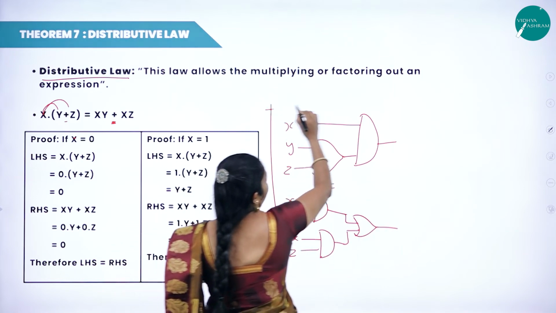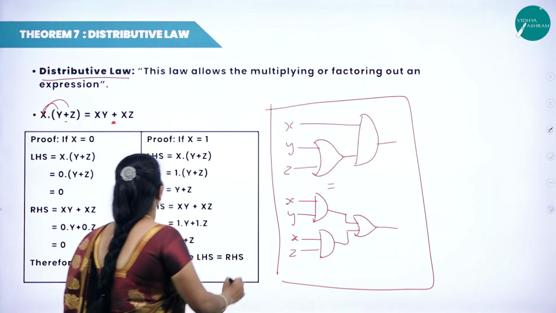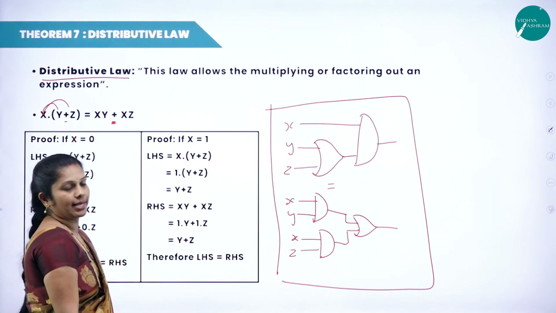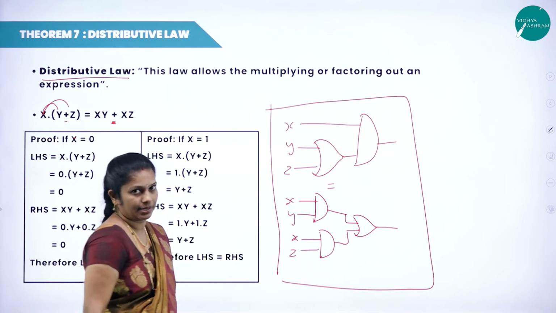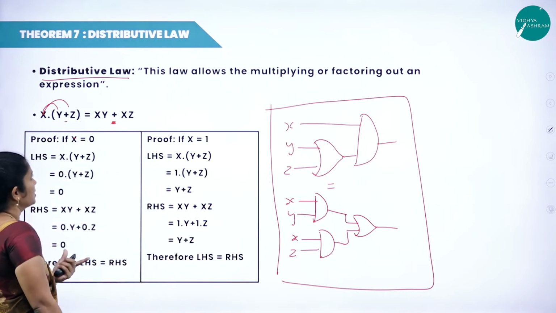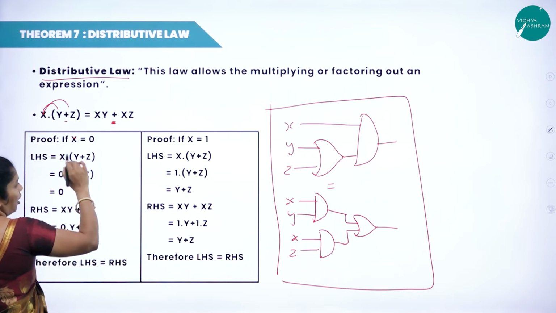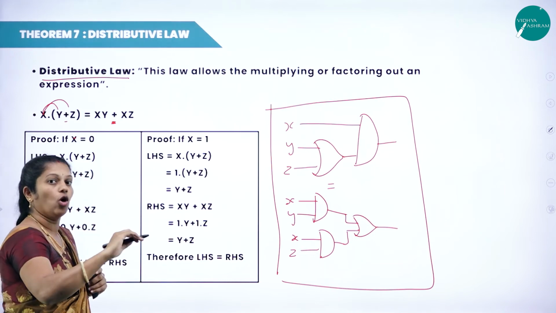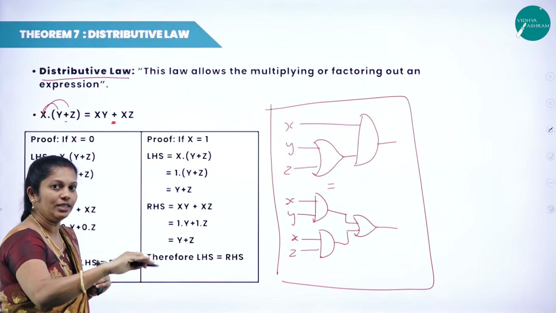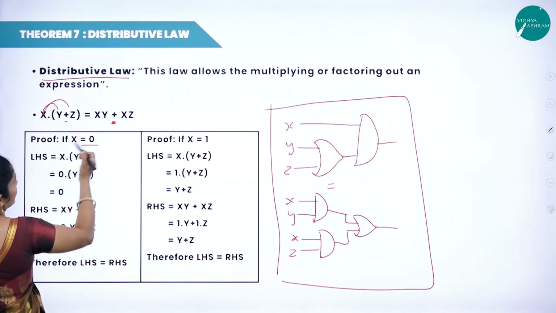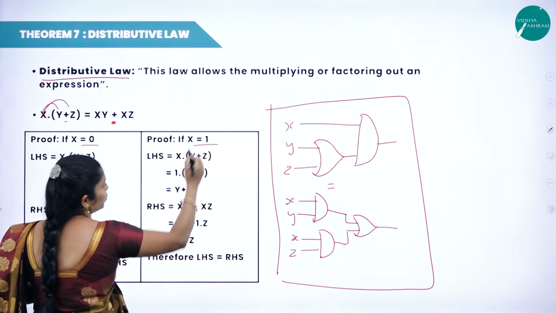Therefore, x into y plus z is the same as xy plus xz. This is the symbol to represent it. Then we'll prove this by using the perfect induction method. While writing the perfect induction method, if you want to write x equals 0 or y equals 0, in the same way x equals 1, y equals 1, whichever you want you can take. For example, here I'm going to take x equals 0 and here x equals 1.